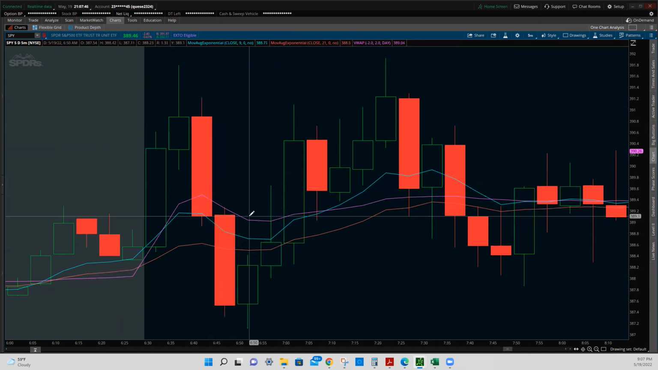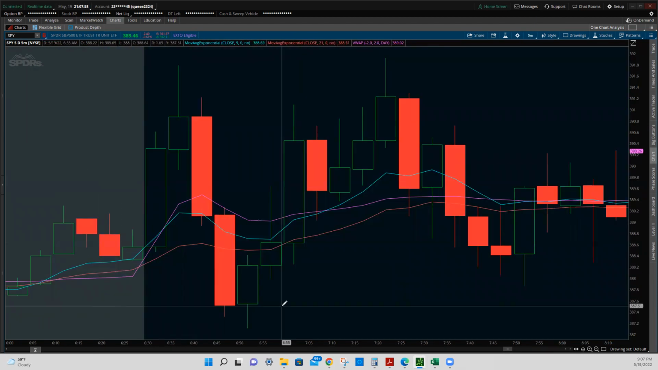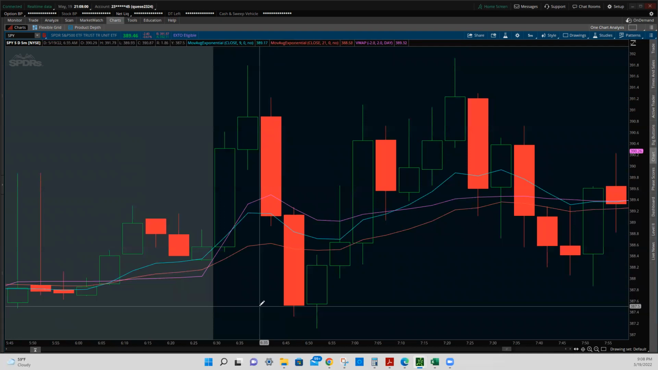And then we have this purple line, which is our VWAP, which is basically the volume weighted average price of the stock in this 5-minute time frame. So basically my strategy is I like to use these 3 lines, and there's an order in which I like to see these lines stack up with one another.